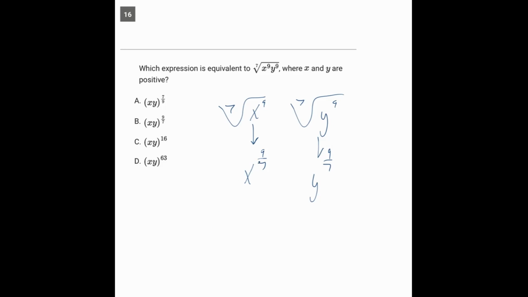So we've got x to the 9 over 7, y to the 9 over 7, and we can just go ahead and say that that's like taking xy all to the 9 over 7. Because if we had it in this situation, we could easily separate it back out, essentially distributing that exponent to each part. So the answer here is B.